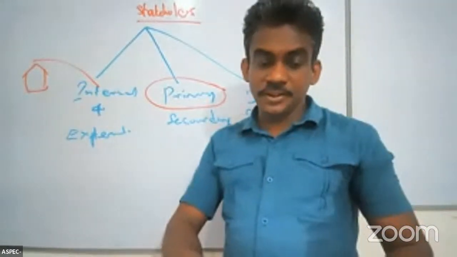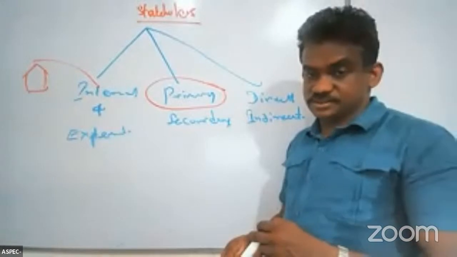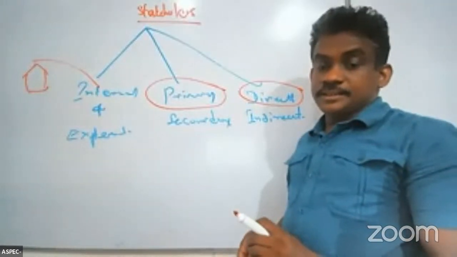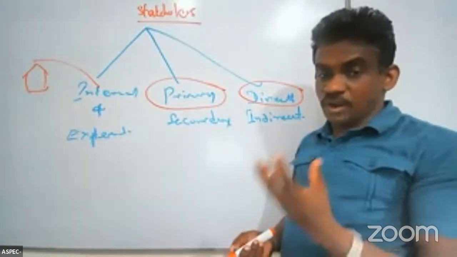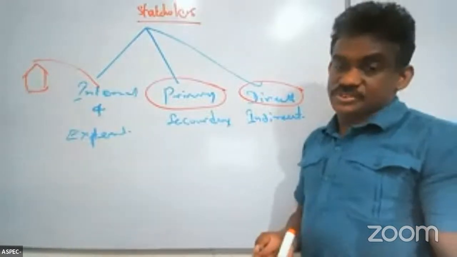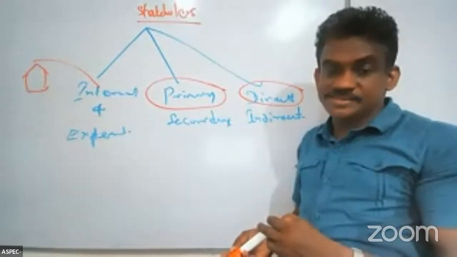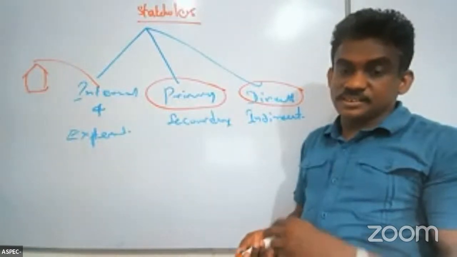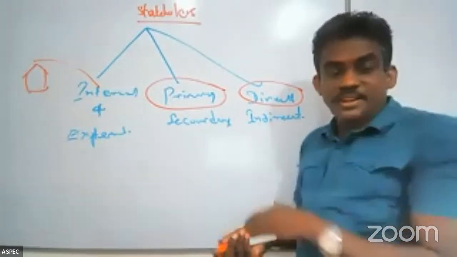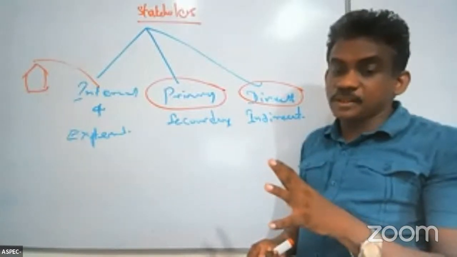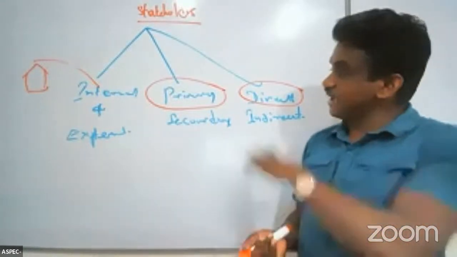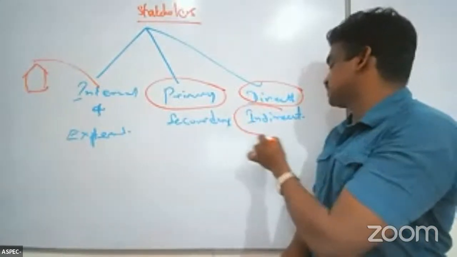Then we can identify direct stakeholders. Direct stakeholders are involved in the day-to-day activities of the business, right? Employees we can identify as direct stakeholders. They are involved in daily tasks. On the other hand, indirect stakeholders pay attention to the performance of the business but are not involved in the business activities.